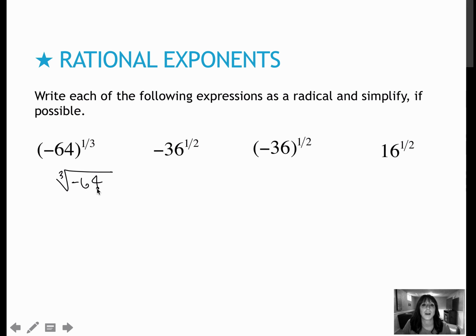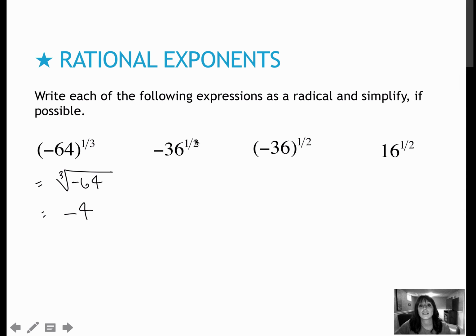We've done this with the positive roots several times. We know that the root of that is 4 because 4 times 4 times 4 would give us 64. And so my answer would be negative 4. So this would be written as a radical, and then of course simplified means find the answer if you are able.